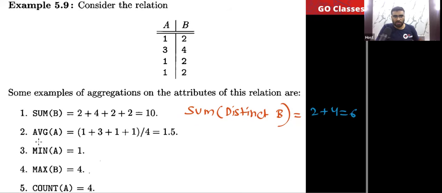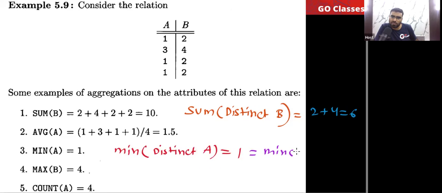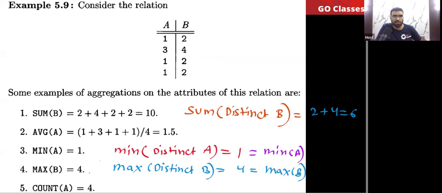Next, what about min of A? Min of A is 1. Yes or no? What is min of distinct A? That is also 1, the same as min of A. Next, what is max of B? That is 4. What is the maximum value? And what is max of distinct B? That will also be 4, the same as max of B. Okay, correct.